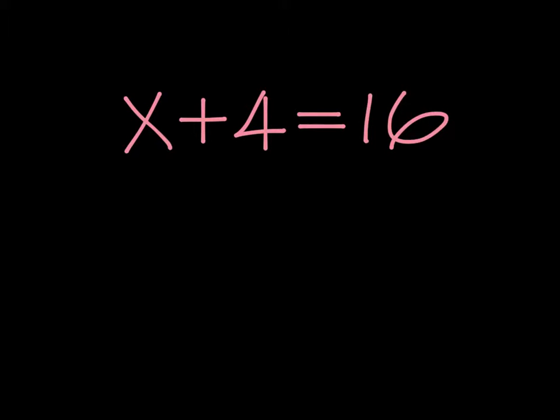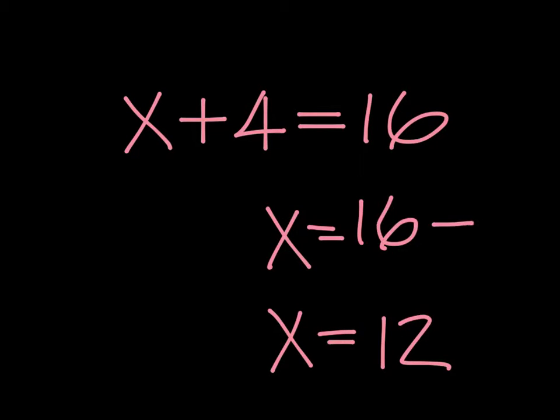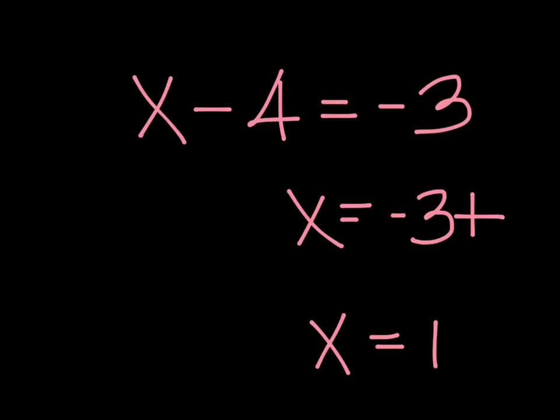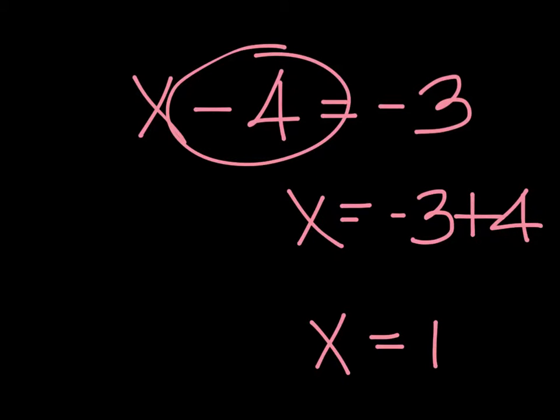Try this one, bring it up to me. Alright, so for this one, the answer was 12, but to get that, you must do 16 minus 4, which is 12. Try this one and show me the answer. The answer was 1, but to get that, you must do negative 3 plus 4, the opposite of this.